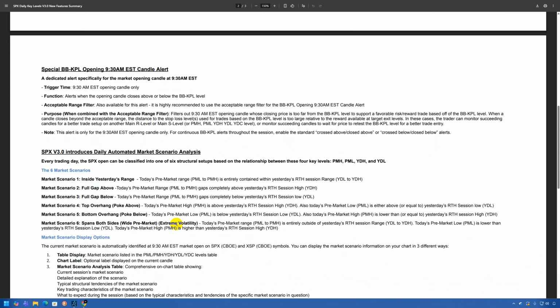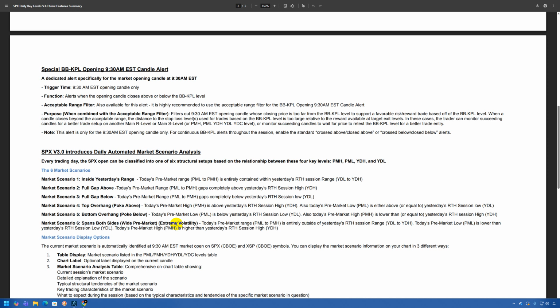Also, there is a special BBKPL level opening 9:30 a.m. candle alert. This is a dedicated singular alert specifically for the market opening candle at 9:30 a.m. Eastern. The trigger time: 9:30 a.m. Eastern opening candle only. The function: it alerts when the opening candle closes above or below the BBKPL level.